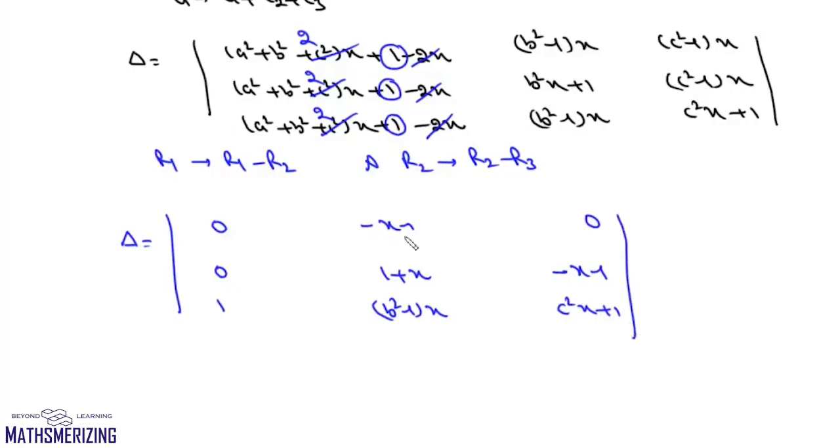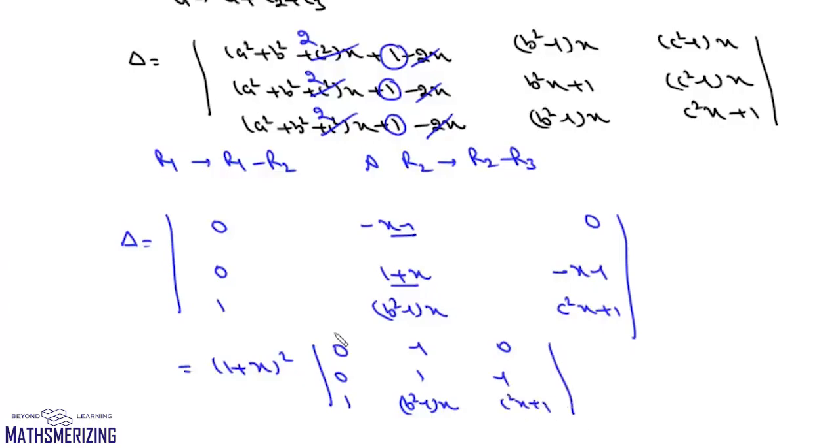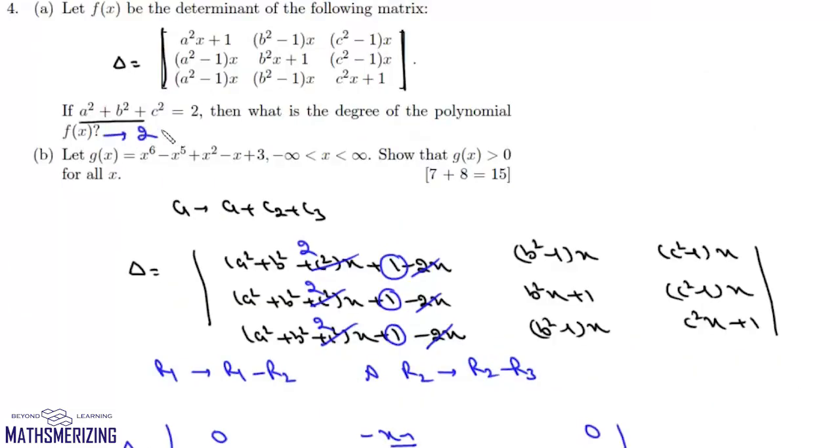Now from this first row we'll take x plus 1 common, and from the second row also we'll take x plus 1 common. So we'll get (1 plus x) whole square, and here will be 0, minus 1, 0, 0, 1 and minus 1, and this is 1, b square minus 1x, and then c square x plus 1. Now if we expand this determinant about the first column, we'll get the value of the determinant as (1 plus x) square, which is a polynomial of degree 2. So the degree of this polynomial f(x) will be 2.